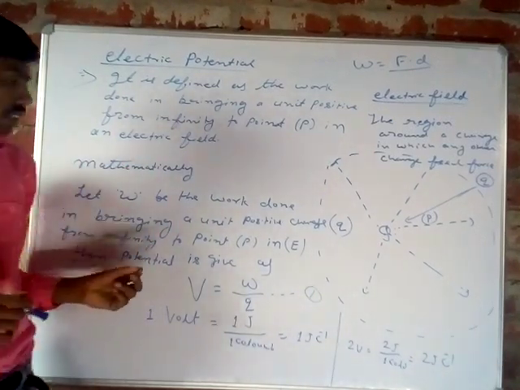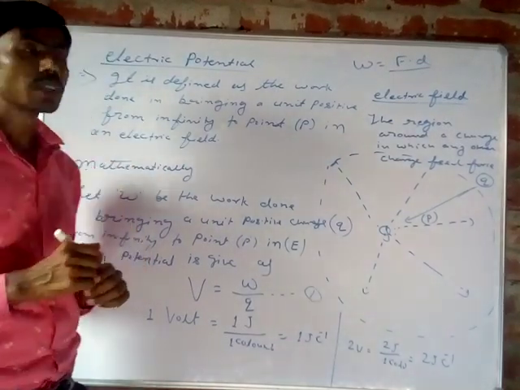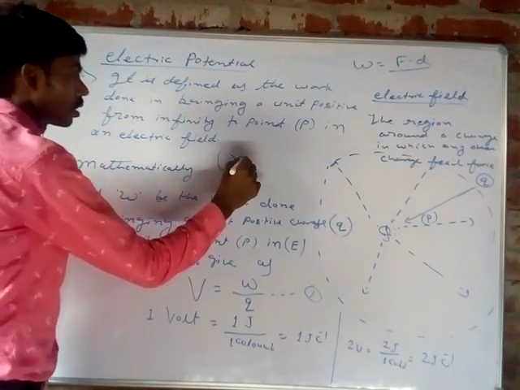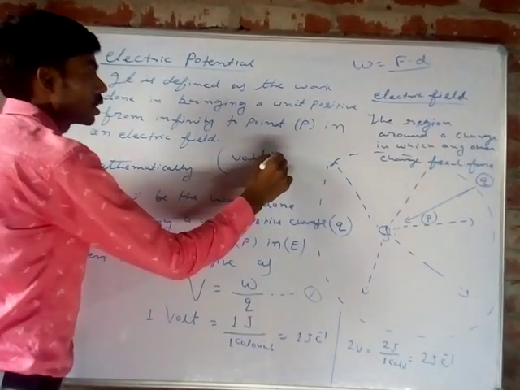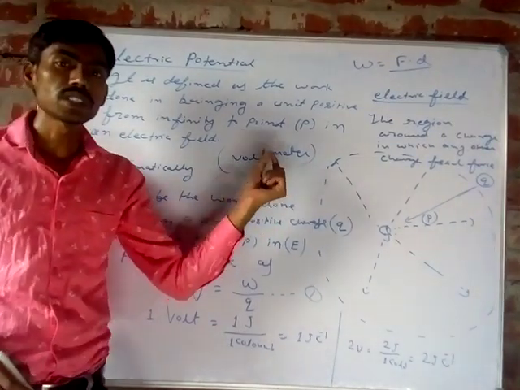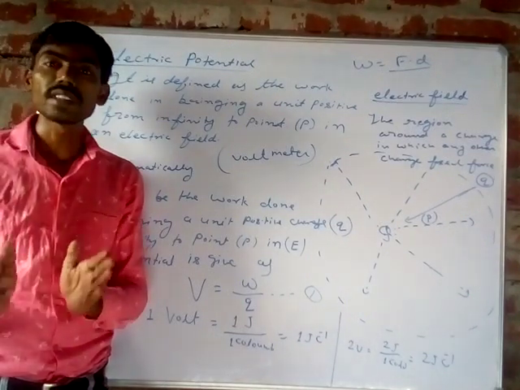Next, by which instrument do we measure the potential? The device which is used to measure potential is the voltmeter. A voltmeter is a device which is used to measure the potential of any electric circuit.